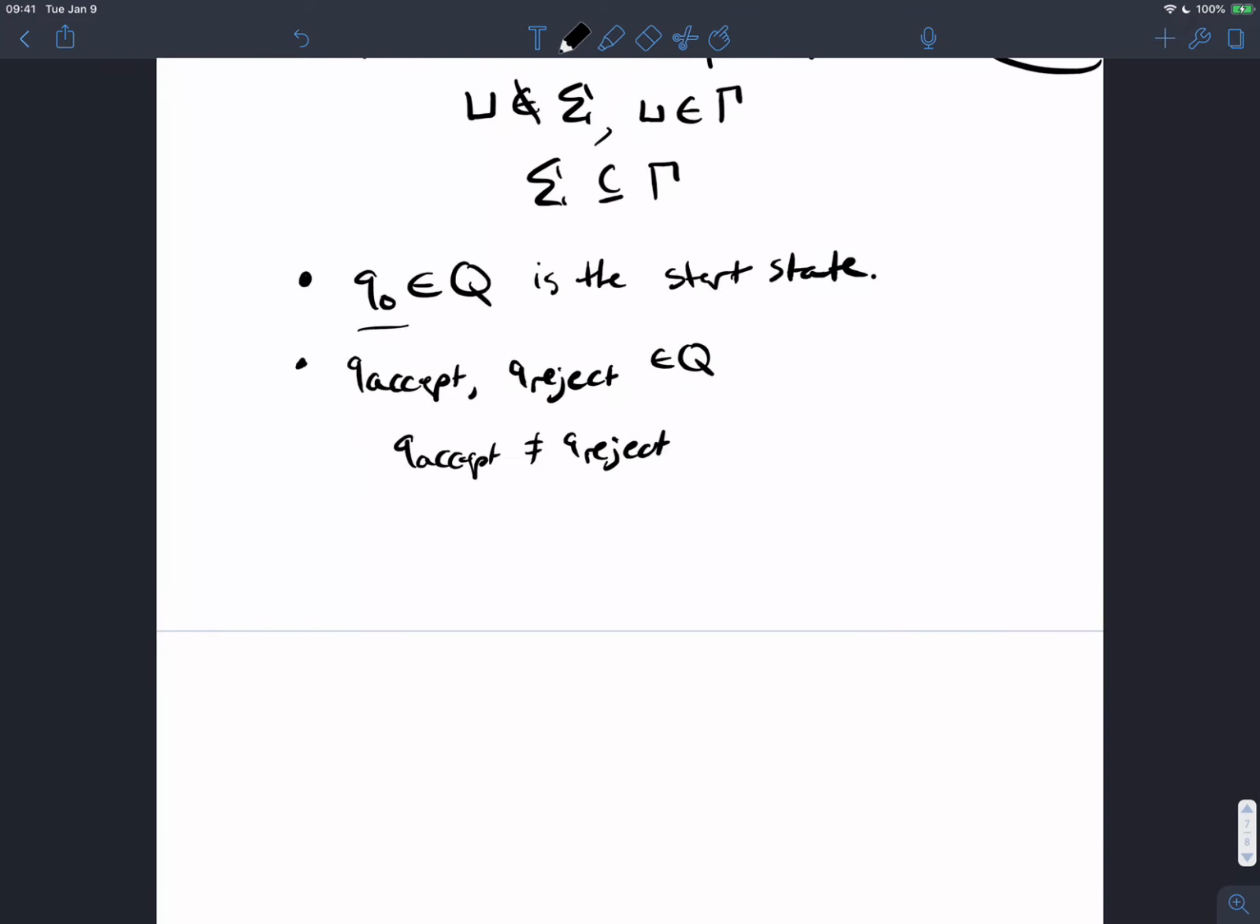Could Q0 be Q accept? Yeah, certainly. What language would that machine have? It always accepts no matter what the input is. It's sigma star, or whatever the input alphabet is, star.